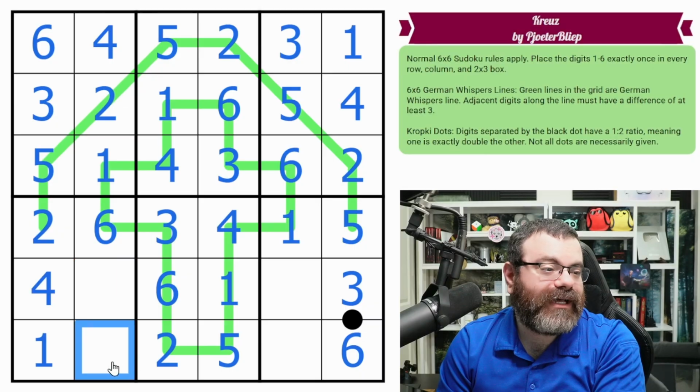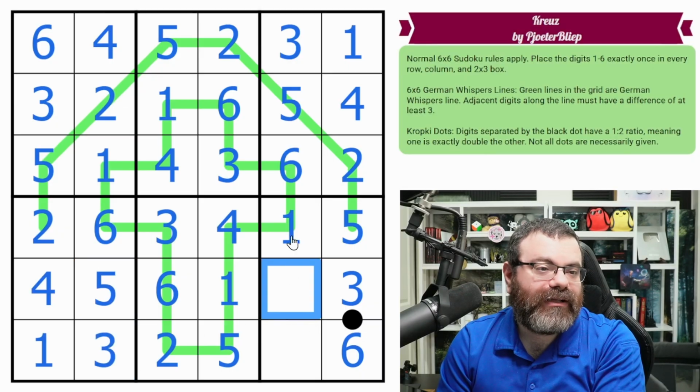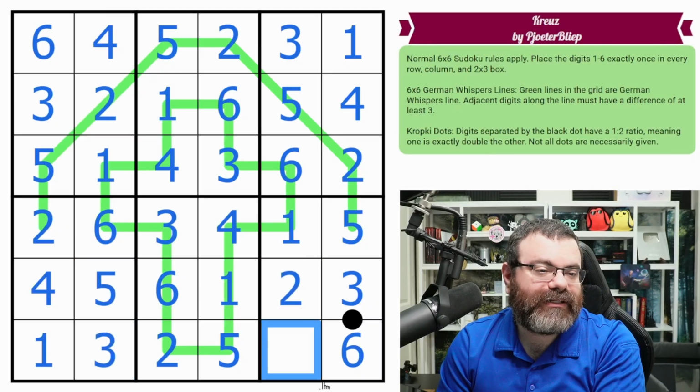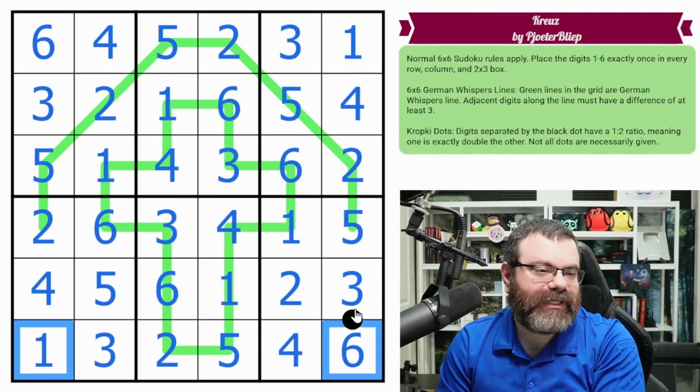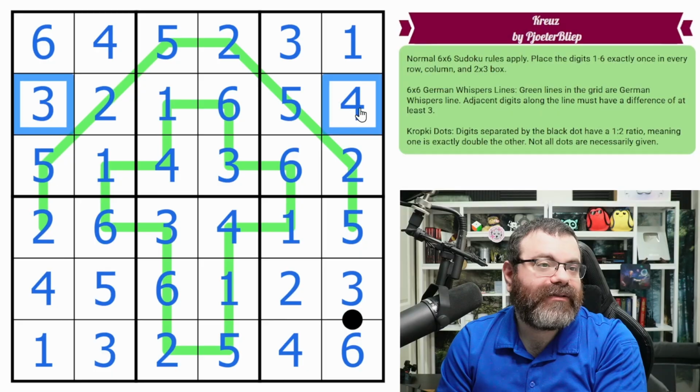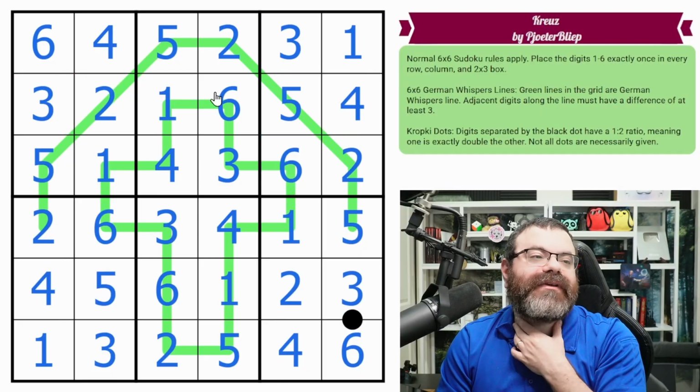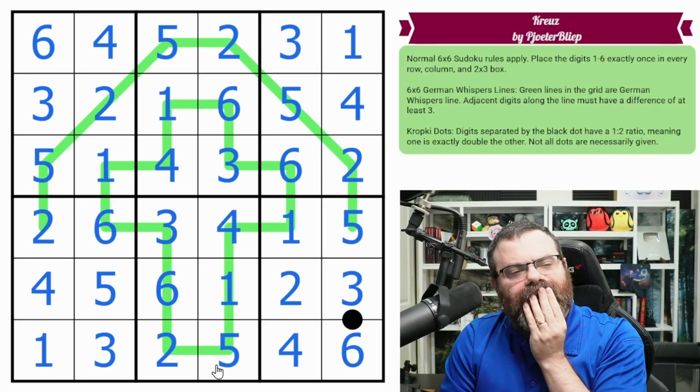Over here we need 3 5. That's 3 5. And then over here we need a 2 and a 4. So did we end up symmetric? Yeah, 3 4 1 6 3 4 2 5 3 4 1 6 3 4. Yeah. So it is fully symmetric down the middle.